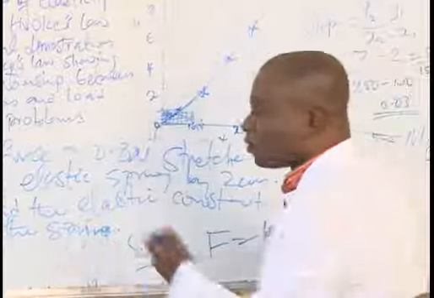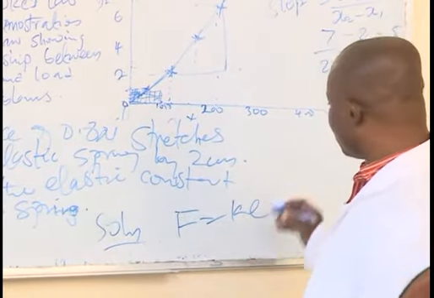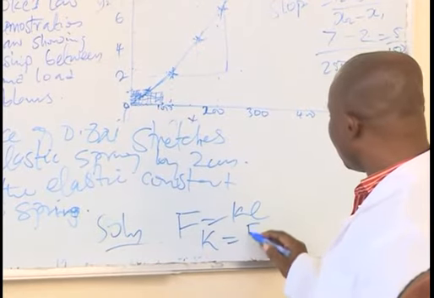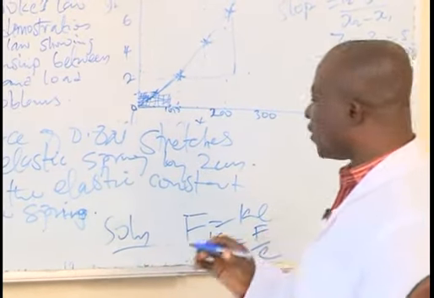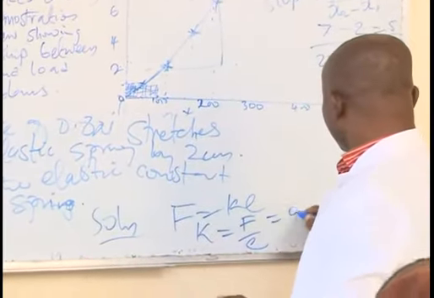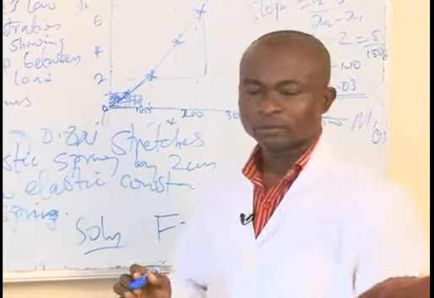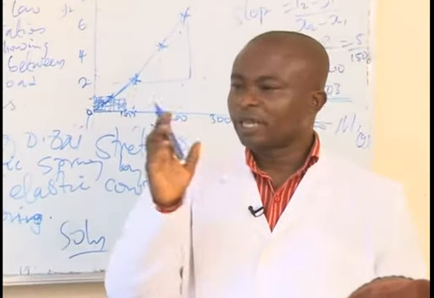Good. But from here, what are we asked to calculate? Let's calculate K, which is the proportionality constant. So you make K the subject of the formula. K equals F over e. What's the value of F from the question? 0.8. Good. What's the value of extension? 0.02. Please take note of this.